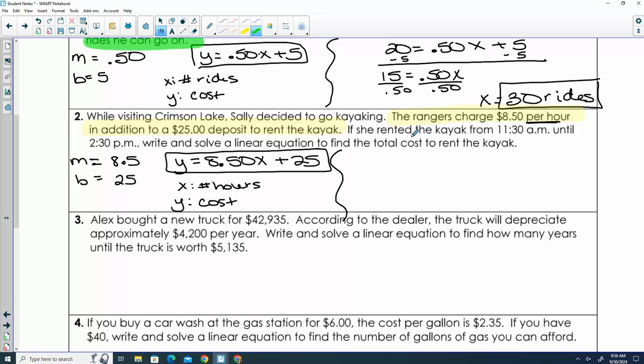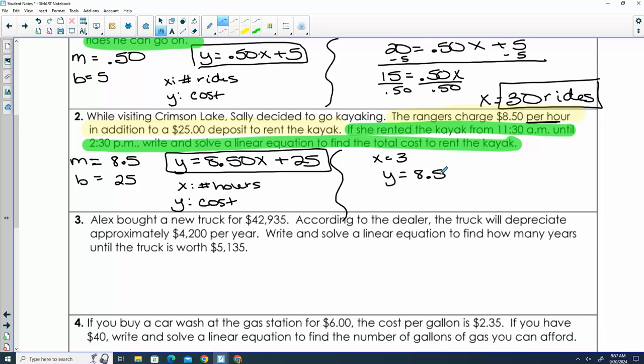So it says, if she rented the kayak from 11:30 a.m. until 2:30 p.m., we want to find the total cost. All right, from 11:30 to 2:30, how many hours is that? 3, and hours is my x, so that's saying my x is 3, so we are going to plug that in. So y equals 8.50 times 3 plus 25. So sometimes I'm going to give you the x, sometimes I'm going to give you the y. We have to be able to figure out which is which, which is why I'm writing down what x and y stand for.